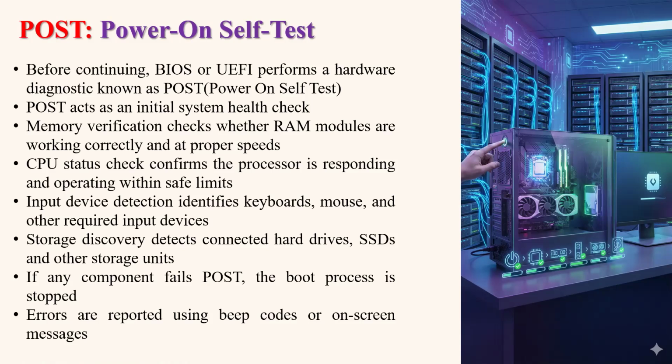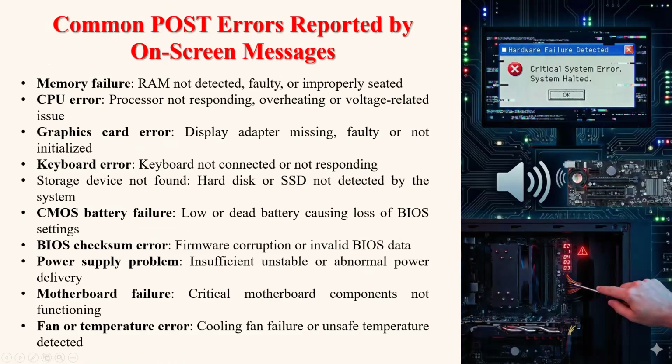And why is this done? Because loading an operating system on faulty hardware will lead to failure later. And this is similar to checking whether all required equipment is available before starting the lab session. POST, that is Power On Self Test, ensures that the system is ready for the next stage. And if, let us say, POST finds a problem, the system reports it. Often these reports are shown on the screen. For example, RAM not detected, storage device not found, processor error.